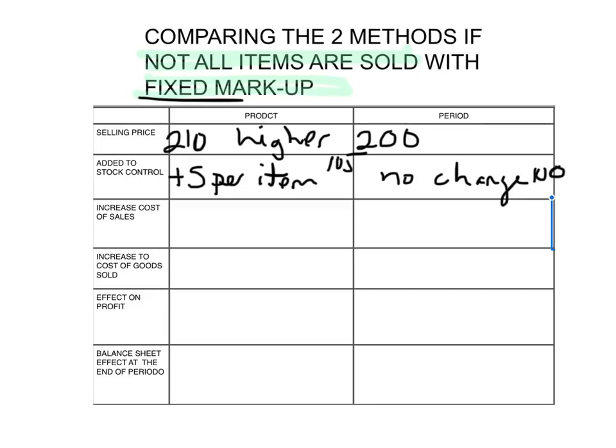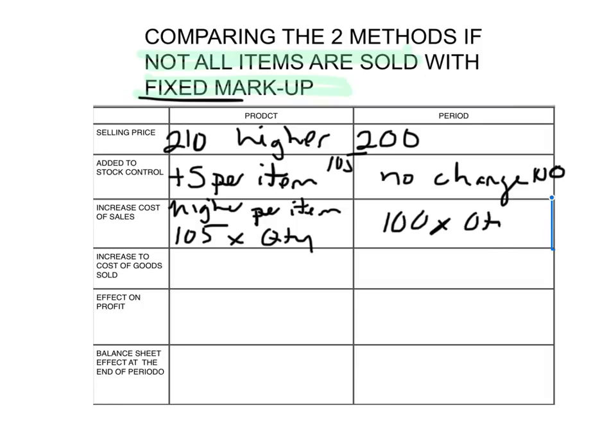$105 for product costs. So in terms of cost of sales, it is higher per item using the product cost method because it would be 105 times the quantity, whereas in period cost it was only 100 times the quantity. So lower cost price per item, therefore it's going to be a lower cost of sales.